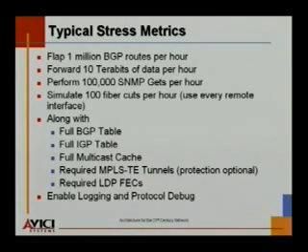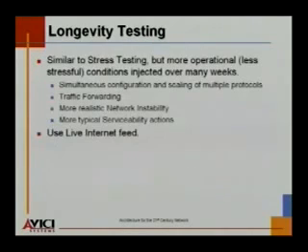Along with all that, have a full BGP table. Live feed is usually the best thing. Have the maximum number of route instances as well. Have IGP run with a full multicast cache. Have your required number of MPLS-TE tunnels configured and your required number of LDP FECs. With all this going on, enable logging and protocol debug. Yeah, I'm not kidding around. I'm saying under stress, do all that. Enable the logging and protocol debug.